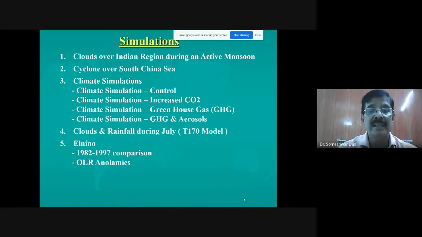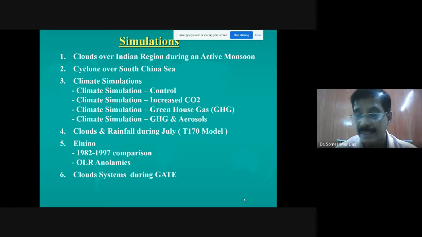A severe El Nino in 1982. Okay, El Nino versus non-El Nino year 1997, so a comparison between the two as simulated by the model. And also how the OLR anomalies, the outgoing long wave radiation anomaly, look during the El Nino, that I'll show you. Then I'll show you some of the simulations of the cloud systems during GATE.